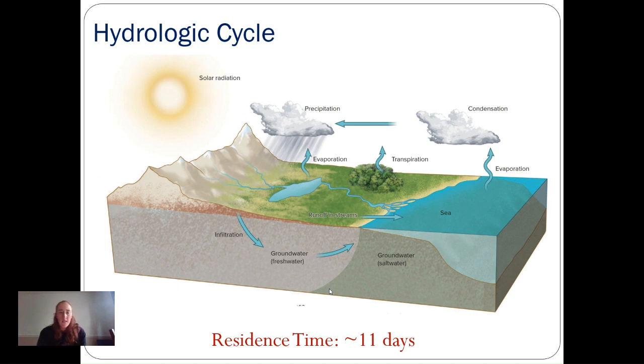All right, what I want to point out is that if we're talking about the atmosphere, water tends to stay in the atmosphere for about 11 days. So if you get a drop of water that evaporates from either a pond or a lake or the ocean, it will stay in the atmosphere for about 11 days on average before it rains back down as precipitation.